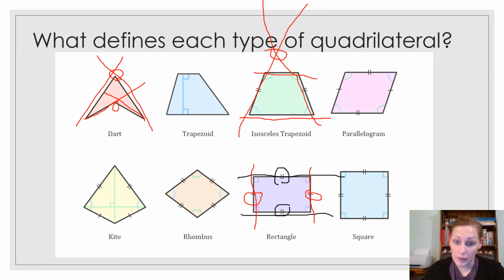A square. So a square is very similar to a rectangle, except the square has the added definition or attribute that all four sides are equal. So in a rectangle, to be a rectangle, it just has to have opposite sides parallel. So this side and this side are parallel, and this side is parallel to that side. And the opposite sides have to be the same length. But in a square, opposite sides are parallel and all sides are the same length.